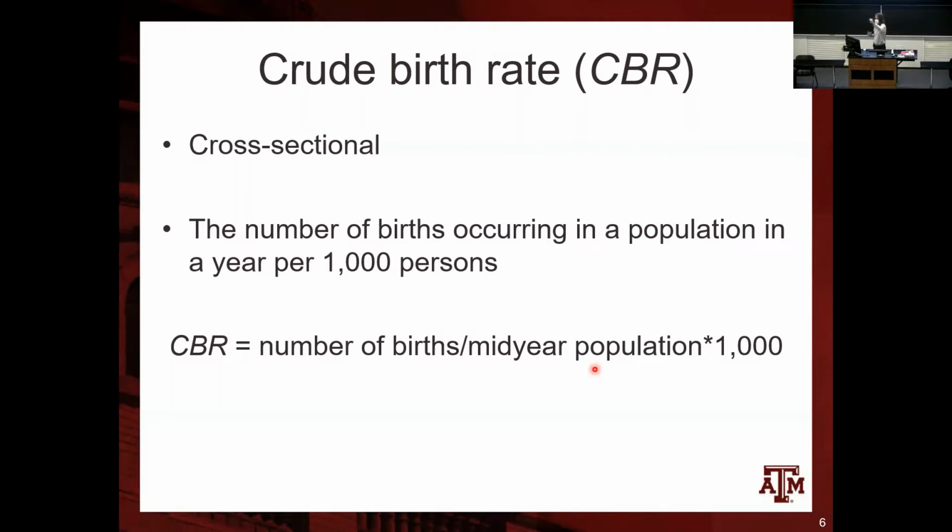What's the correct denominator for probability? The population at the beginning of the year. Out of everybody initially exposed to experience the event in the numerator, how many experienced it? So the population at the beginning of the year is the denominator for probability.